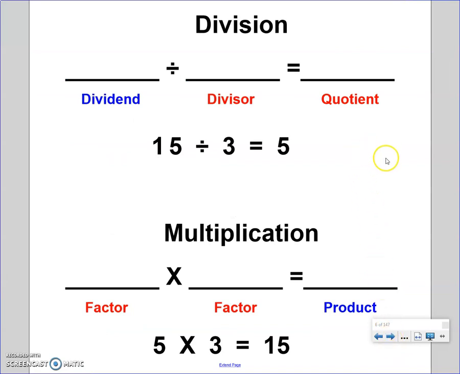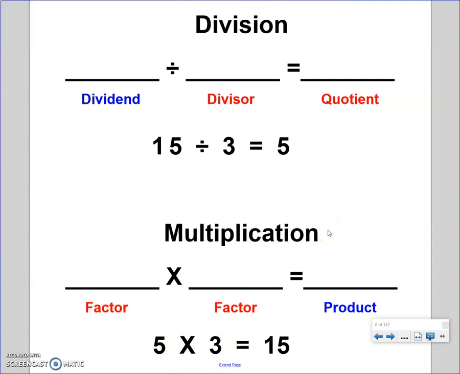We can rewrite any division equation as a multiplication equation. We know that the dividend is the total, which then becomes the product. The divisor and the quotient are then both factors. So for example, I could take the problem 15 divided by 3 equals 5 and turn it into the multiplication equation 5 times 3 equals 15.